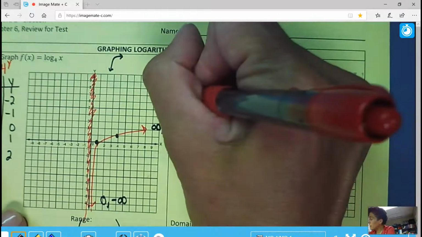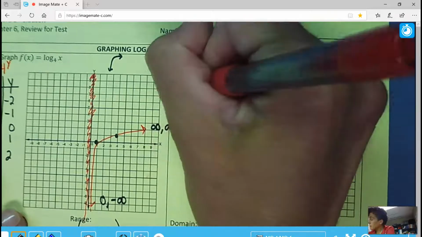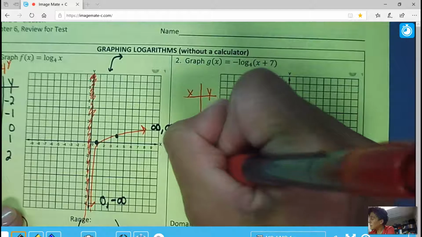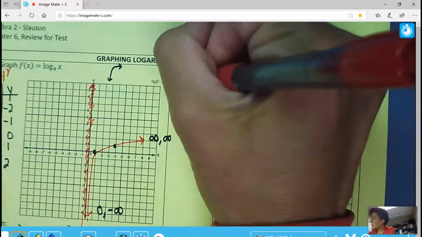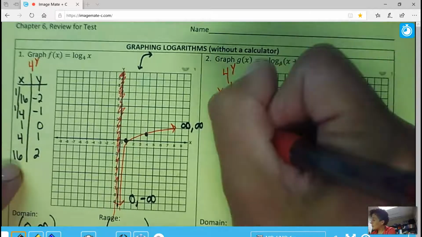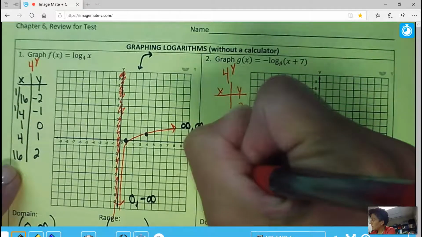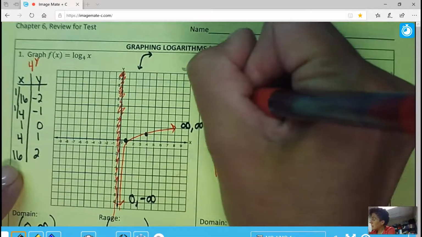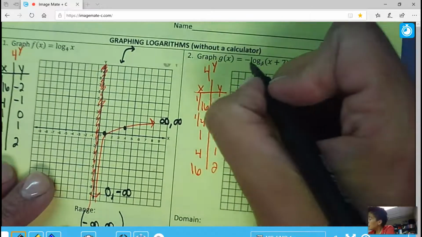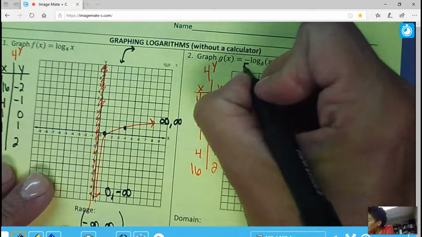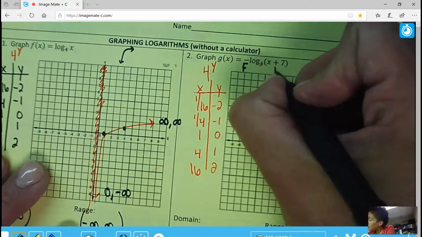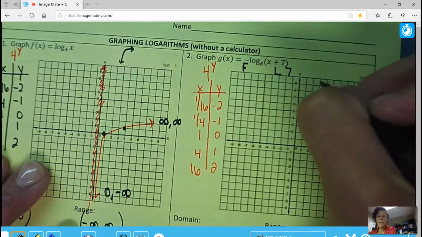So let's go ahead and just redo that. So -2, -1, 0, 1, and 2. My base is 4. So again, 4 to the y power is what we'll be using for our table. And it just copies this one. But here we have some additional things. So let's talk about the additional things. So this negative in front is going to cause a flip, and this 7 is in our house, and we always do opposite of that. So we're going to be going left 7.